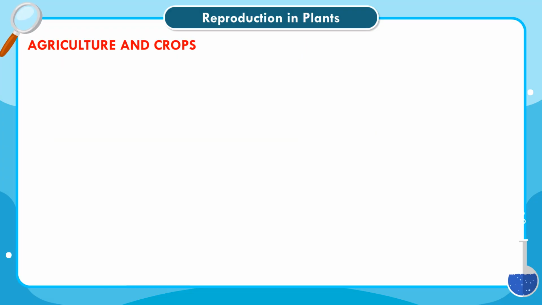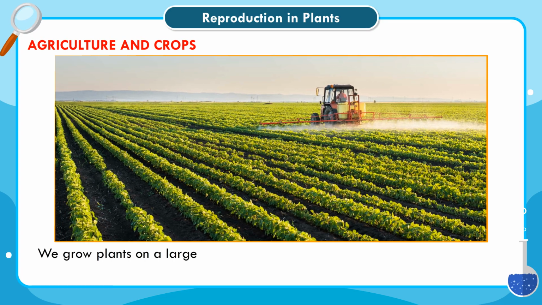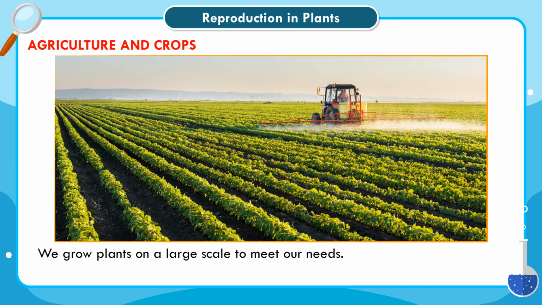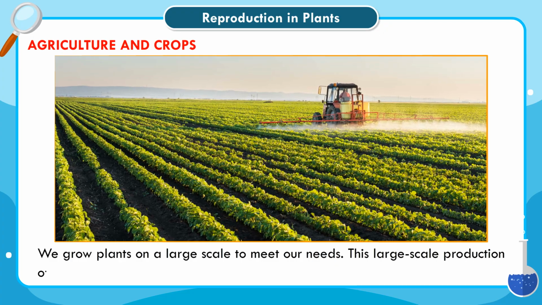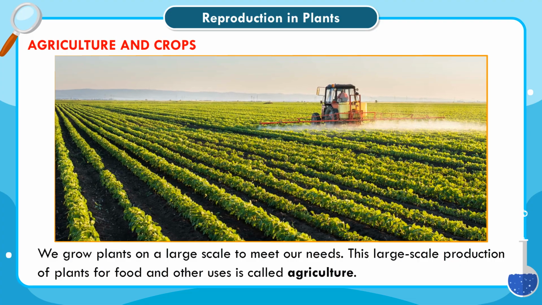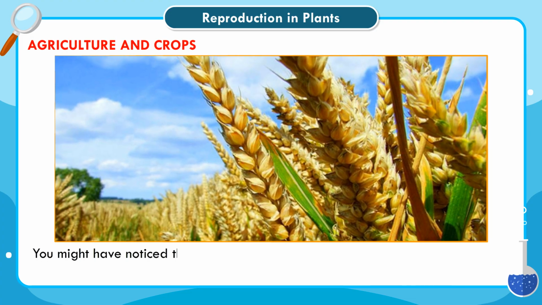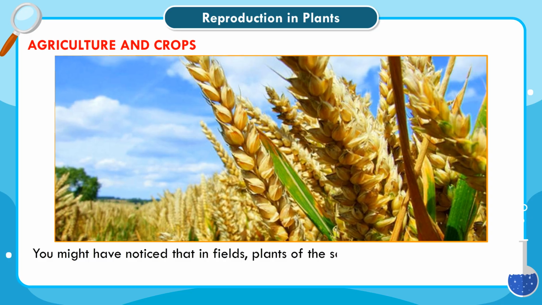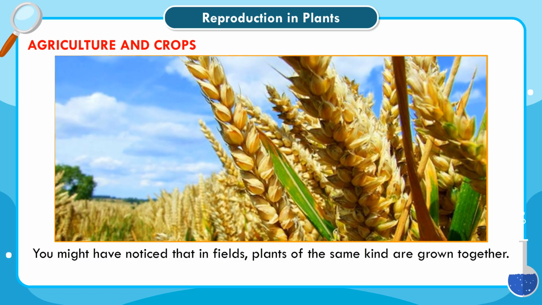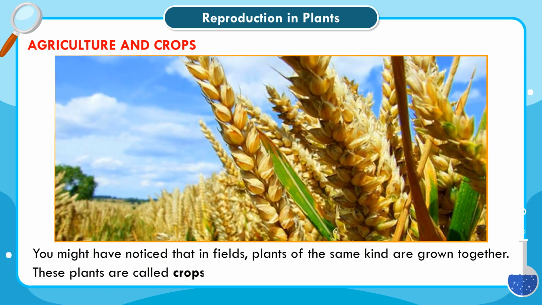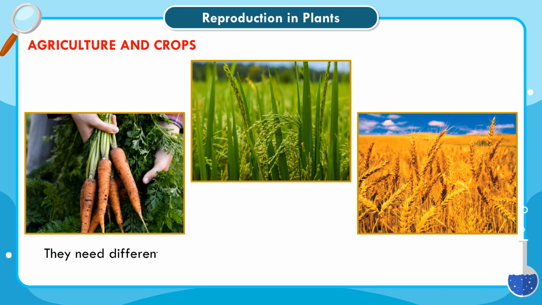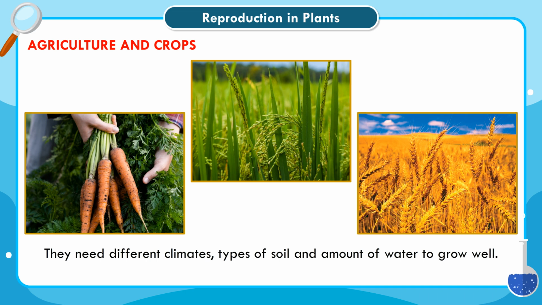Agriculture and crops. We grow plants on a large scale to meet our needs. This large-scale production of plants for food and other uses is called agriculture. You might have noticed that in fields, plants of the same kind are grown together. These plants are called crops. They need different climates, types of soil and amount of water to grow well. Different crops grow in different seasons.